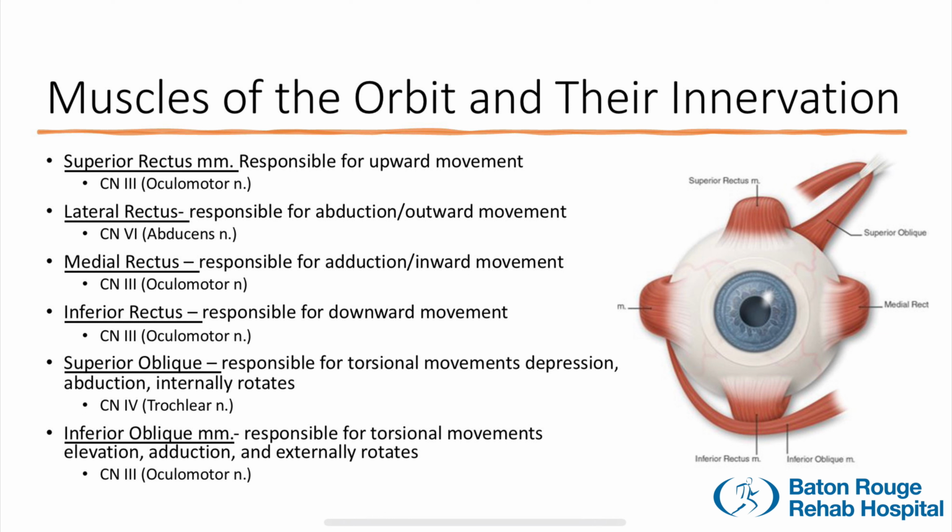This slide provides a brief overview of the 6 extraocular muscles, their action, as well as their innervation. Understanding the relationship between the muscles and their corresponding nerve can be extremely helpful and significant when completing a visual screening to identify possible eye alignment concerns or cranial nerve palsies. 7 of the 12 cranial nerves are involved to some degree with the visual system.